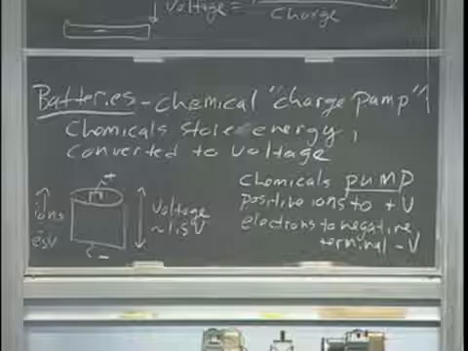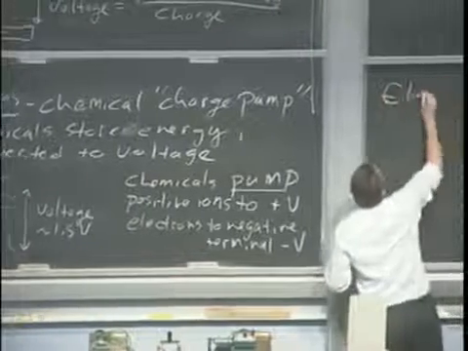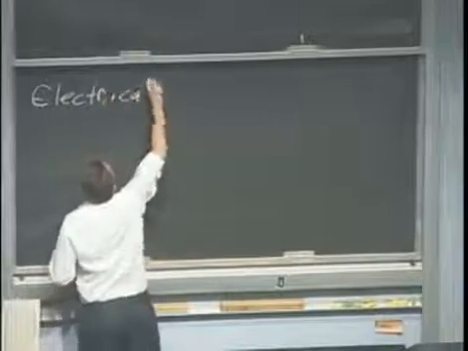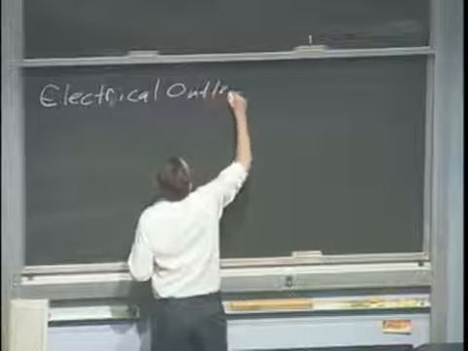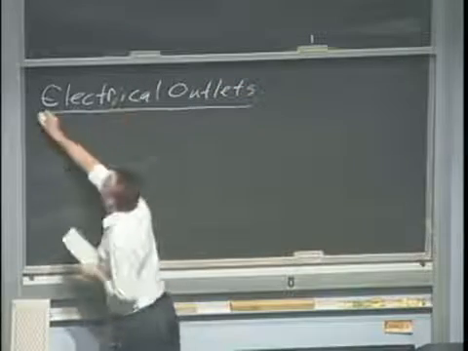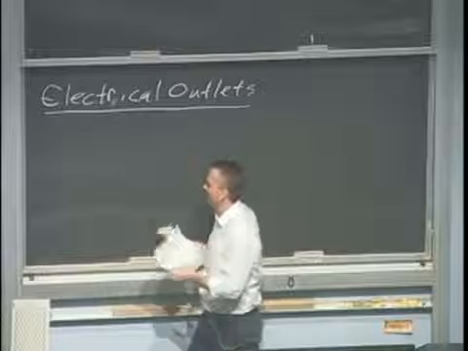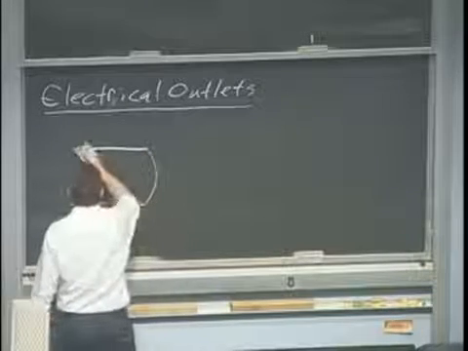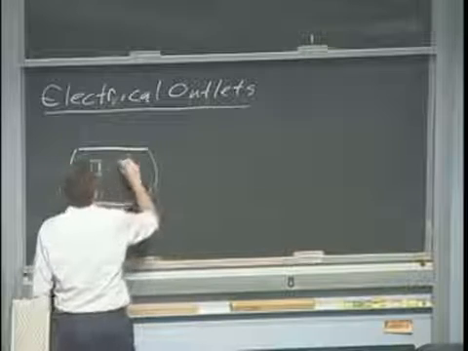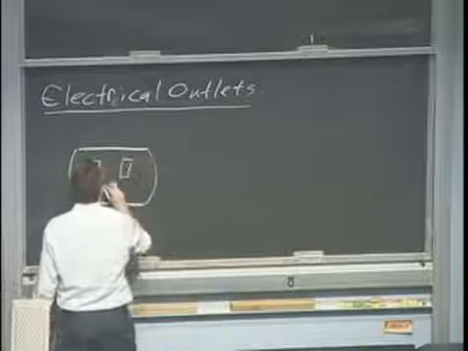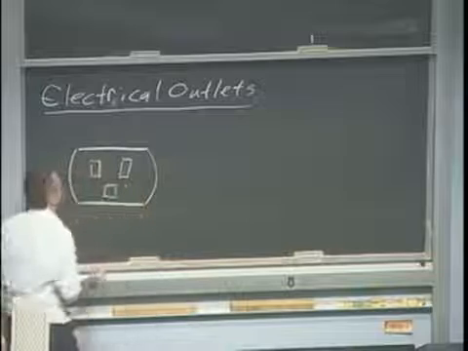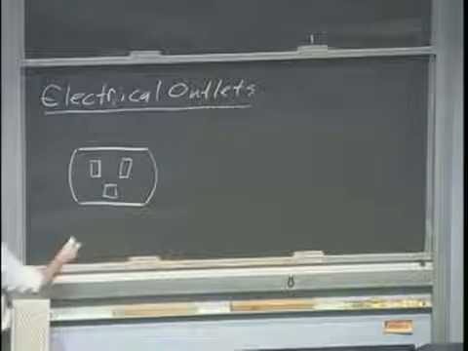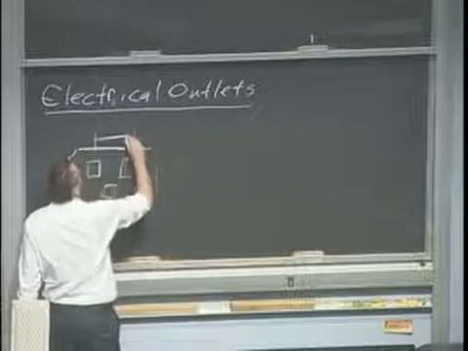Okay, the other common way is electrical outlets. Okay, electrical outlets. Let's see if I can draw an electrical outlet. There we go. So, an electrical outlet usually has multiple terminals and the little ground there. So, literally, this has a voltage difference between these.